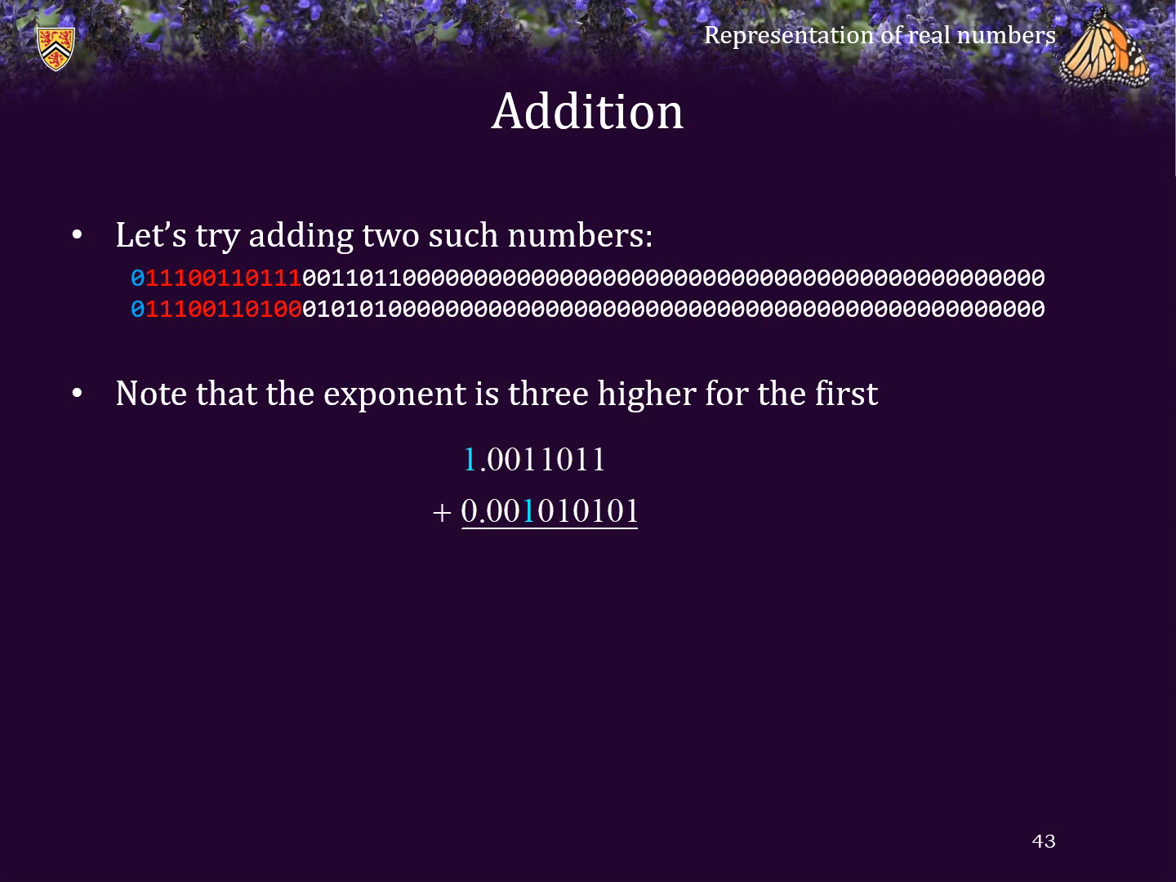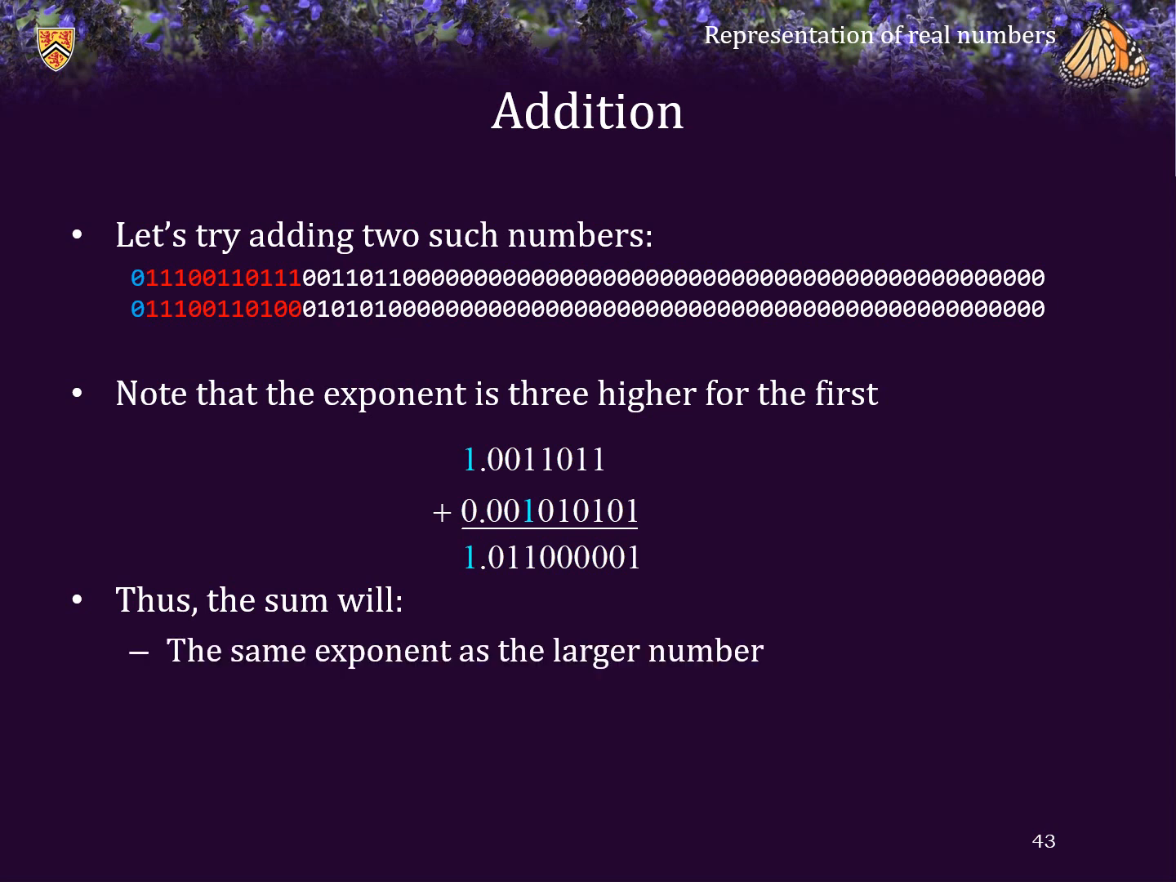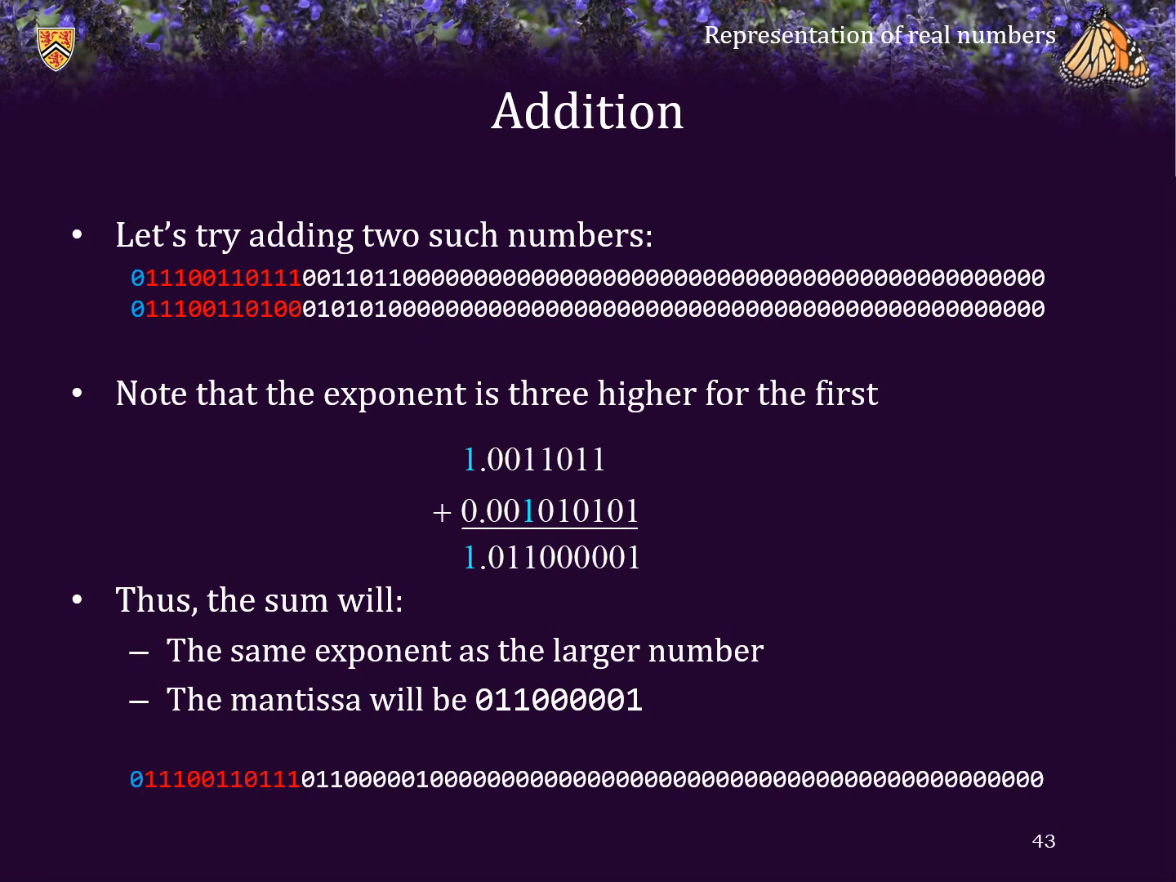So we are adding these two numbers together. Adding these two numbers gives us this result, and we notice that the radix point is still next to the leading 1. Therefore, the exponent is not going to change. Thus, the sum of these two numbers will have the same exponent as the larger number above, and the mantissa will be the mantissa of the sum which we see here. Thus, if we were to add these two numbers, this would be the result.